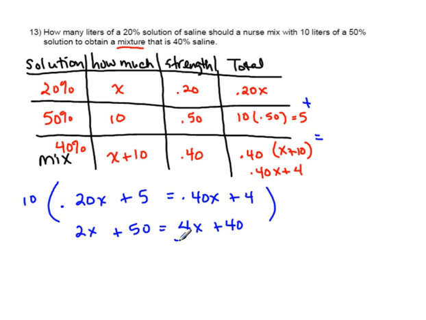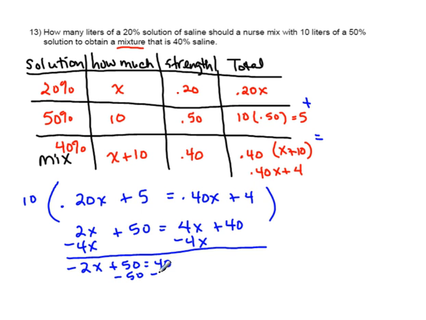Bring variables to the left by subtracting 4x. That's going to give you negative 2x plus 50 equals 40. Bring numbers to the right by subtracting 50. So you get negative 2x equals negative 10. Divide by a negative 2, and we knew that our answer had to come out positive, so luckily it did. Negative 10 divided by negative 2 is 5.